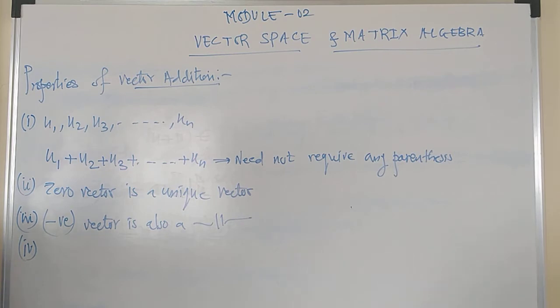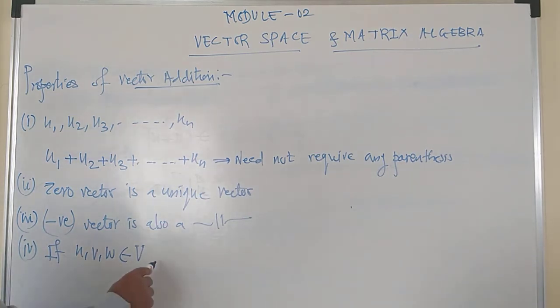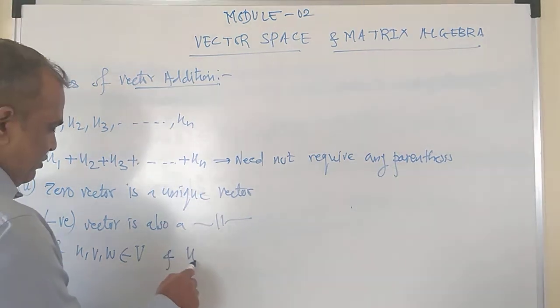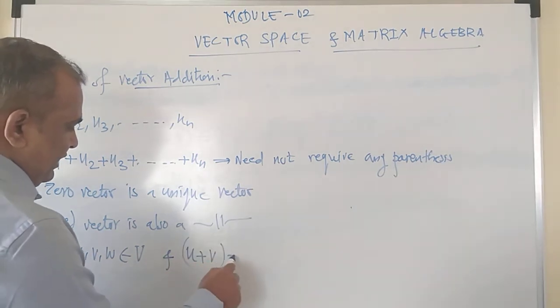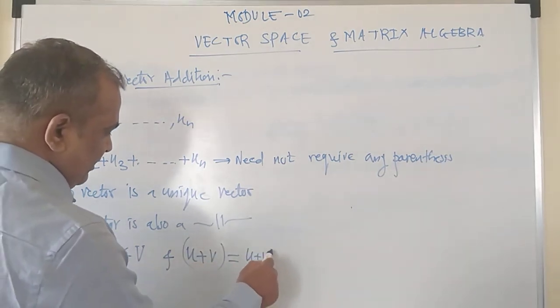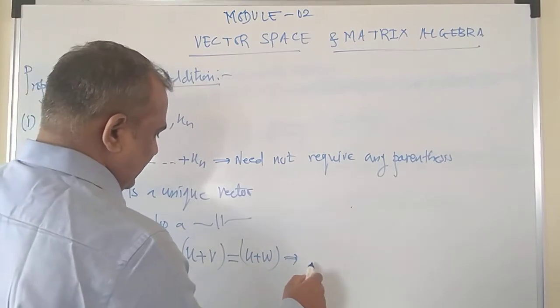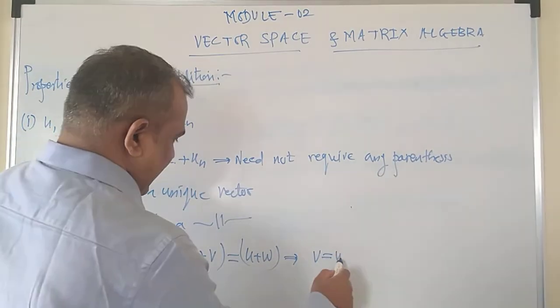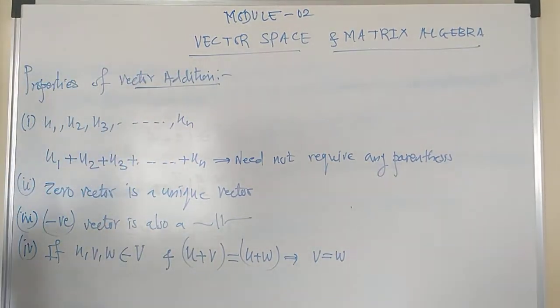And the fourth one, if there are three vectors u, v and w which belong to the vector space V, and if you write u plus v is equal to u plus w, this implies that the vectors v and w are equal vectors, isn't it? Right?